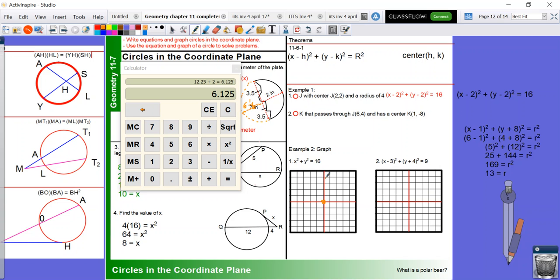So 1, 2, 3, 4. I would definitely locate those points on the grid in each direction, but then I would take my compass and put it at the metal tip at the center, and here we go. Now obviously if you don't have a compass, you can just easily enough sketch it too.